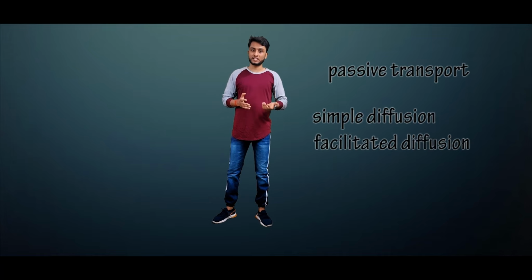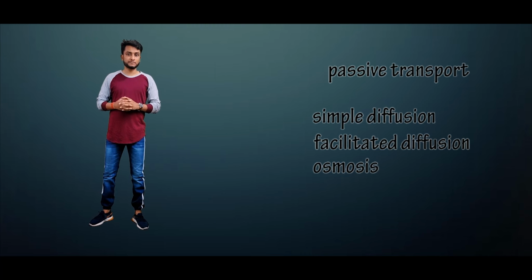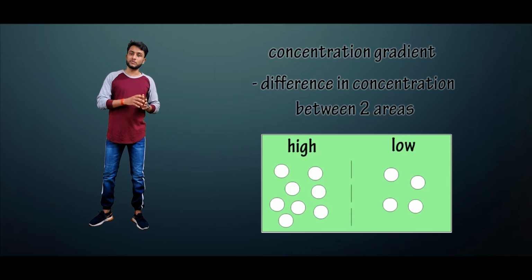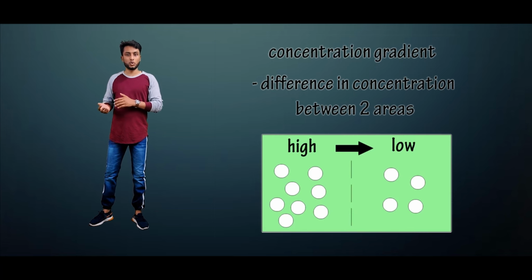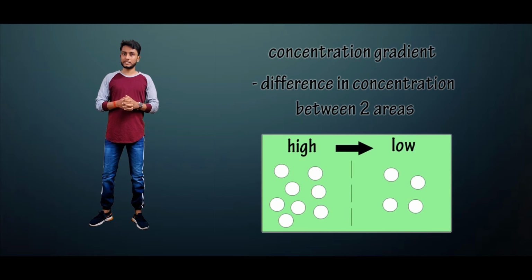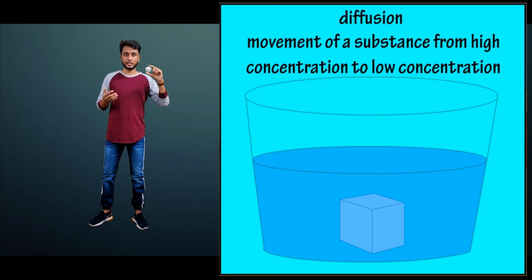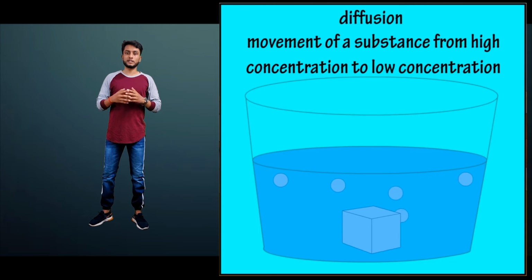The first type of passive transport is passive diffusion. It includes simple diffusion, facilitated diffusion and osmosis. So what is diffusion? It is generally the movement of anything from its higher concentration to its lower concentration. Let's take an example of dissolving a cube of sugar in water. Slowly you will discover that the cube of sugar dissolves evenly throughout the water.